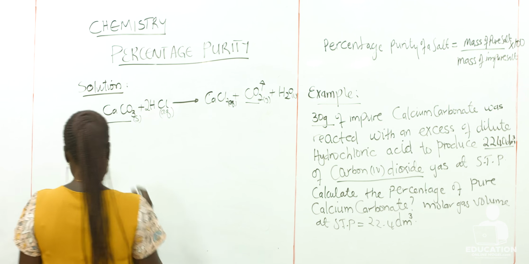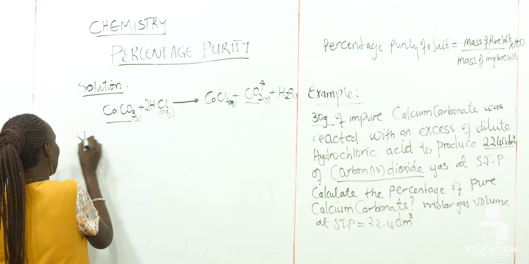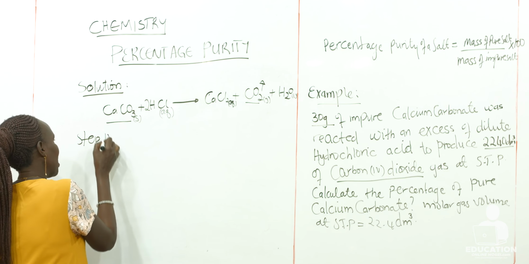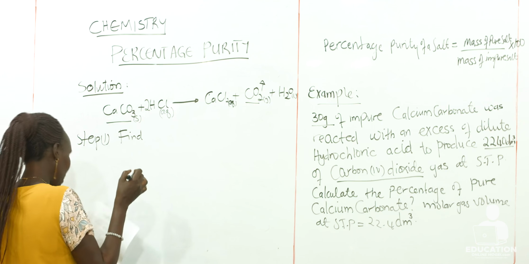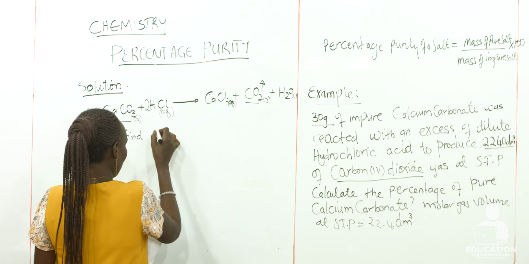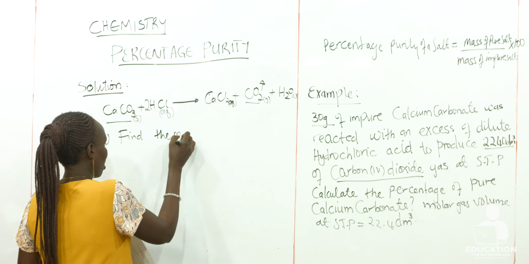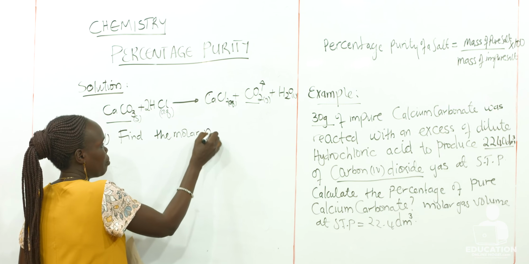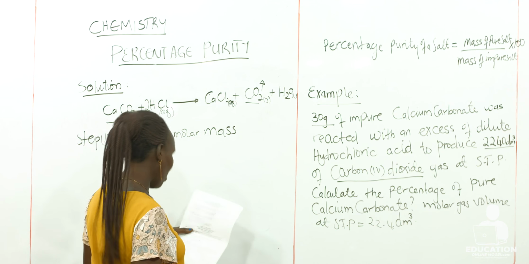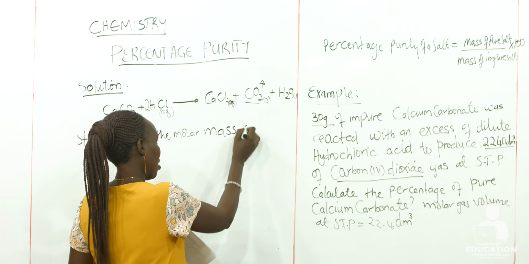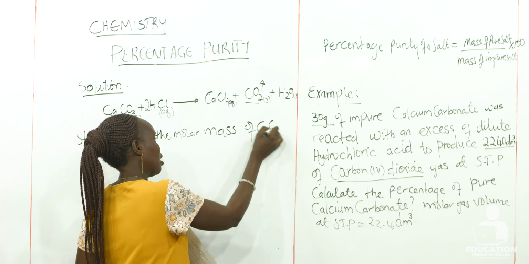So here we shall say, first of all, step 1. In step 1, we need to find what? Find the molar mass. We need to find the molar mass of what? The molar mass of calcium carbonate.